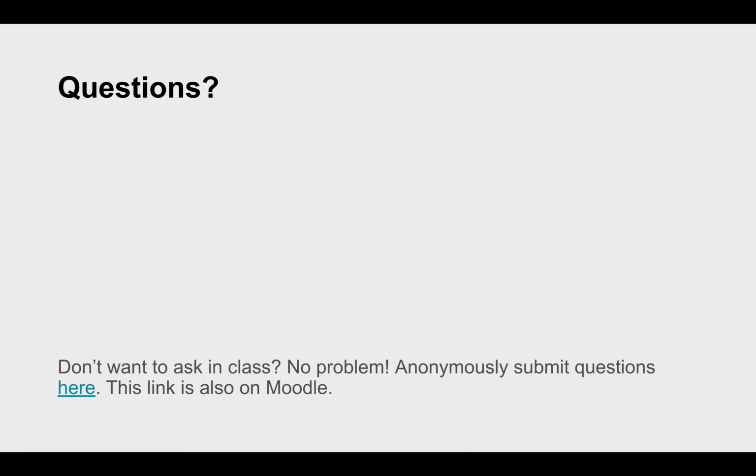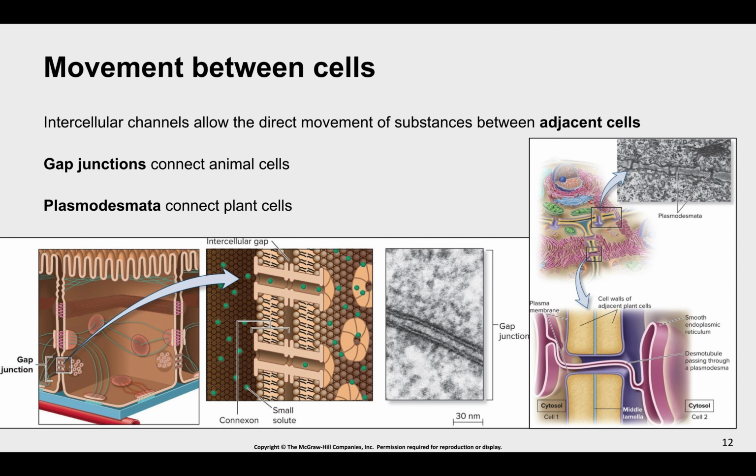All right. The last thing I wanted to talk about is we've talked about movement into cell membranes and out of cell membranes, but how do cells communicate with one another? How do we move molecules from cell to cell? Well, these cells do have intercellular channels that allow for the direct movement of molecules between adjacent cells. These are cells that are snug up against each other. They are touching, and they have channels in them.